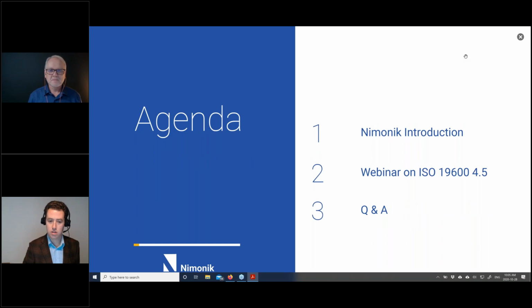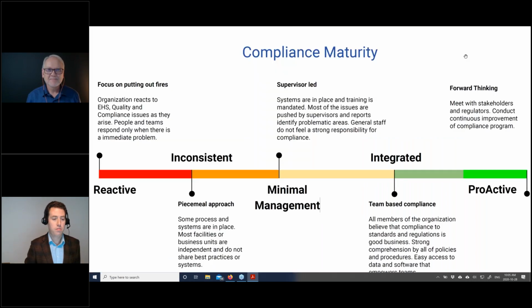So very quickly, the agenda for today is an intro about Mnemonic, which should take less than 5 minutes, then the webinar on ISO 19600 section 4.5, and then Q&A. Very briefly, what Mnemonic wants to do with all of its customers and with everybody is to help you move from the left-hand side of this compliance maturity to the right-hand side. A lot of businesses and organizations start as being highly reactive, just putting out fires as they appear. And our goal is to help you move all the way over to the right-hand side here, be forward thinking.